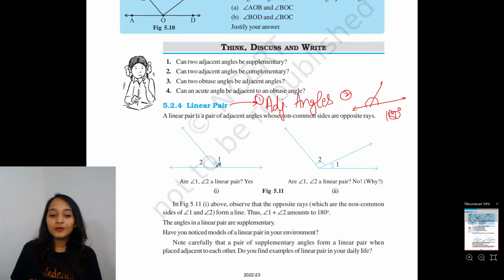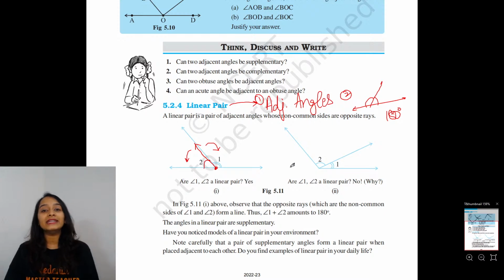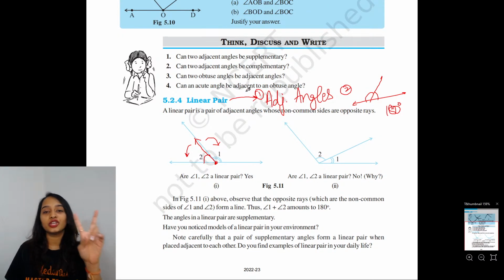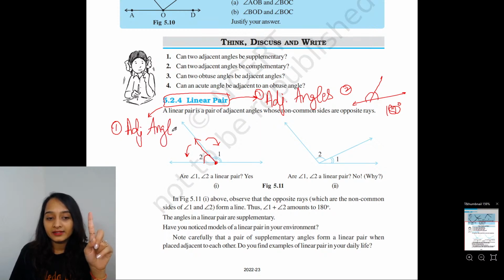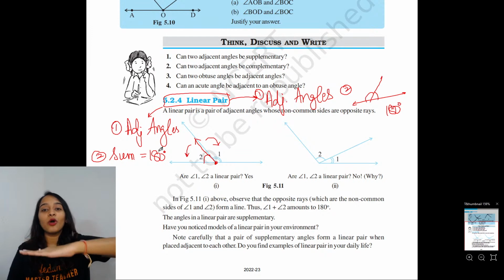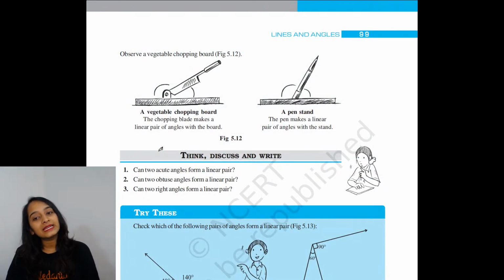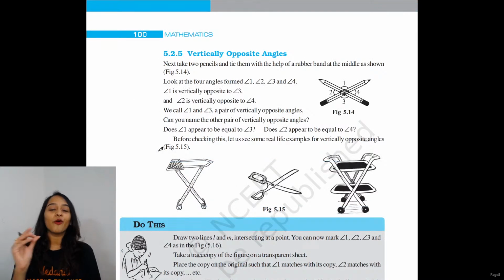So if two angles are adjacent, they have a common vertex, they have a common arm, and the two non-common arms are on the opposite sides, then they are called a linear pair of angles, and they add up to 180 degrees. These are the two conditions you have to remember for linear pair of angles. Condition number 1, they need to be adjacent angles. Condition number 2, the sum is equal to 180 degrees. They need to be on a straight line. Then you can say that it is a linear pair of angles.